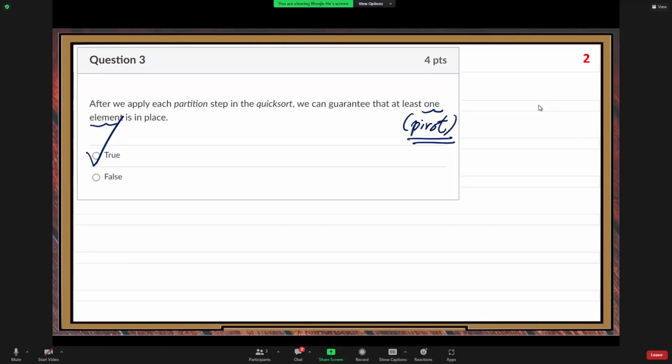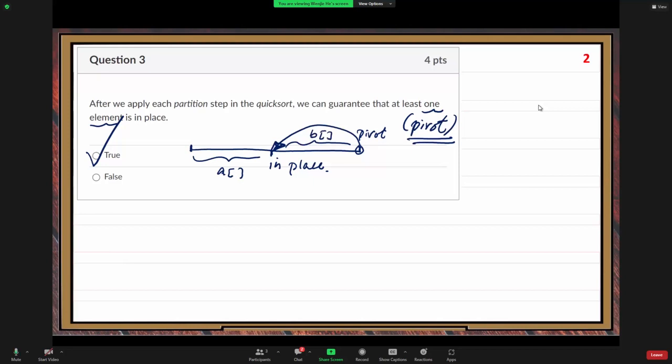But if we deepen our understanding a little, let me draw the diagram a bit. Suppose this is the original array. After the partition, the pivot, we put it in place. Then we have the left subarray, A subarray, and the right subarray, B subarray.